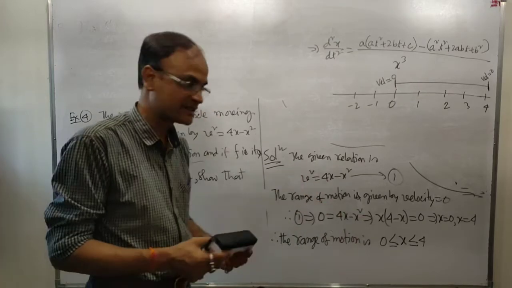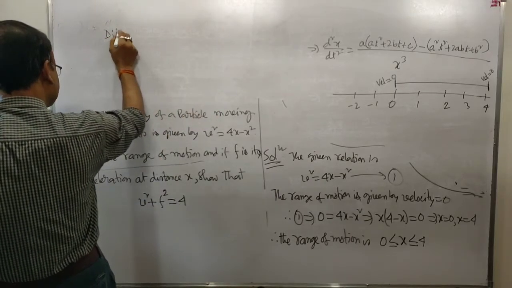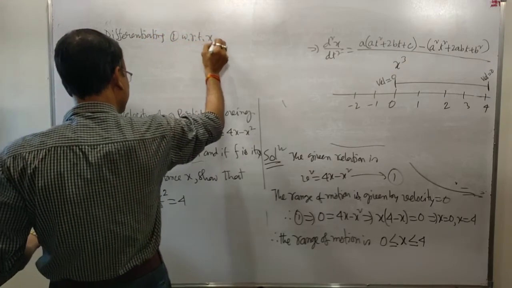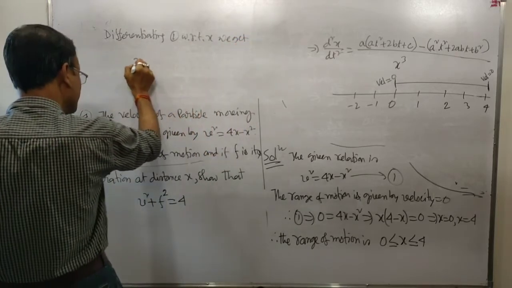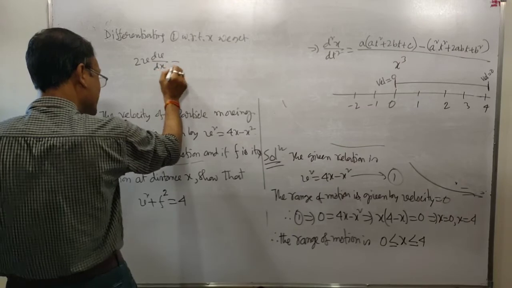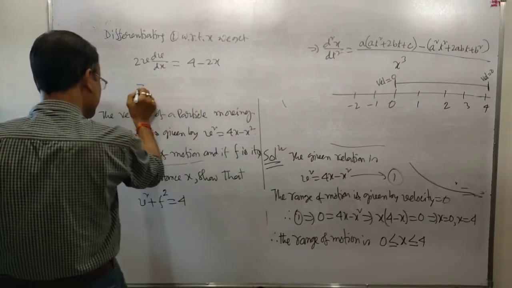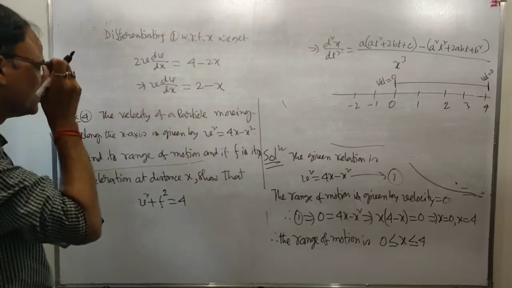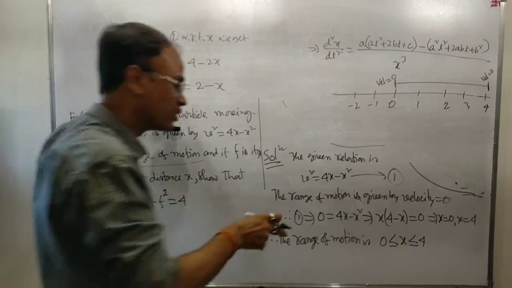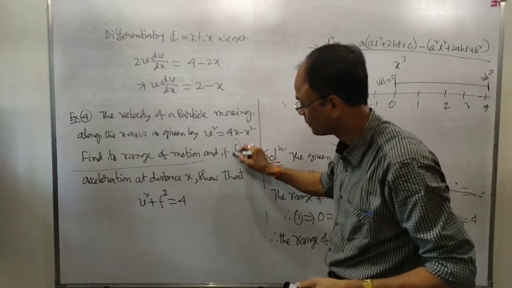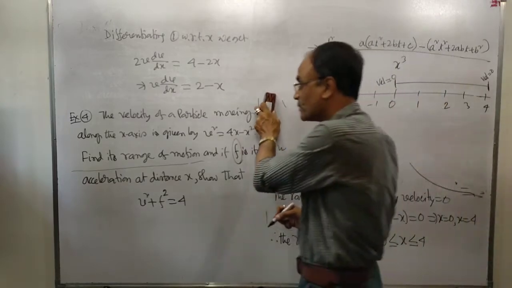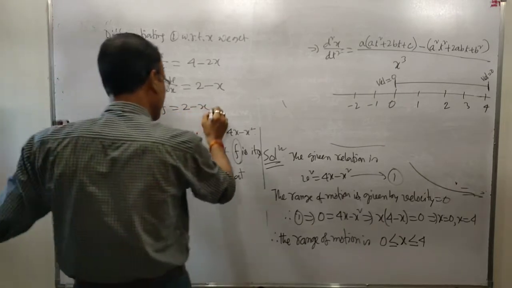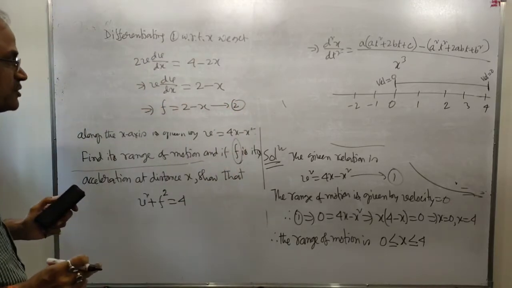Differentiating 1 with respect to x, we get 2v dv by dx equal to 4 minus 2x. This means v dv by dx should be equal to 2 minus x. v dv by dx stands for the acceleration of the particle, and acceleration is given to be f. Therefore, f is equal to 2 minus x. This is number 2.